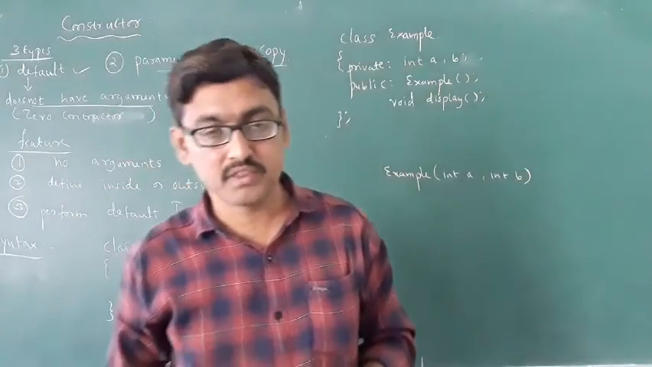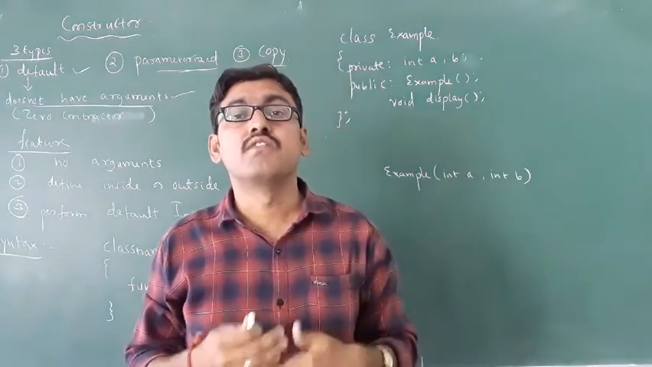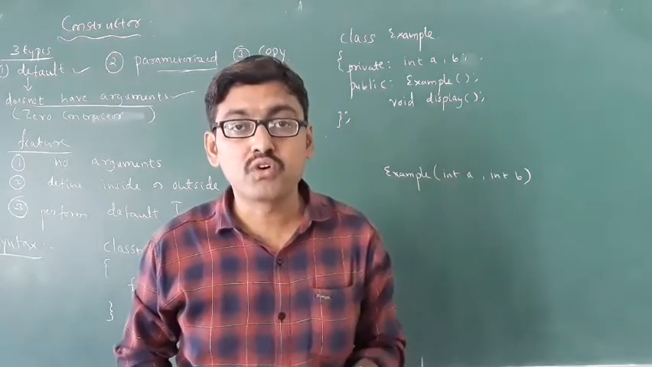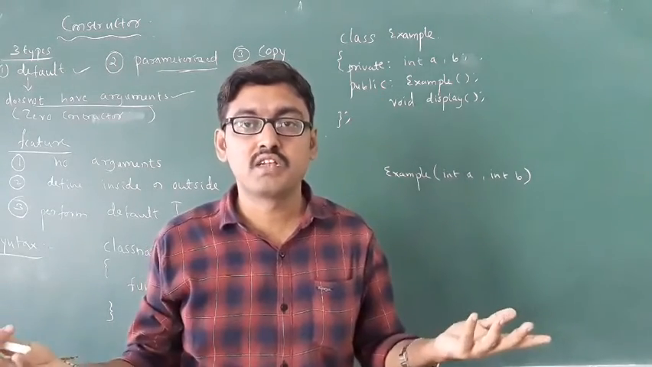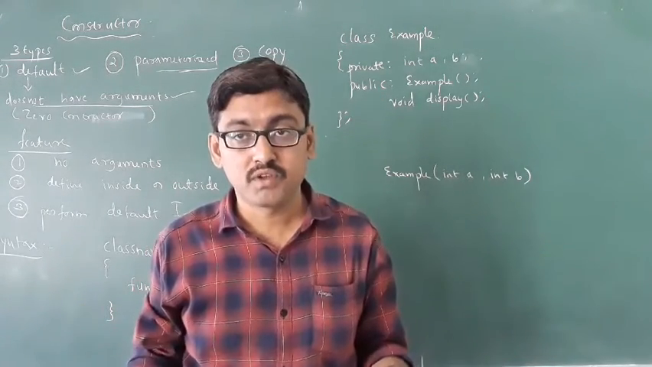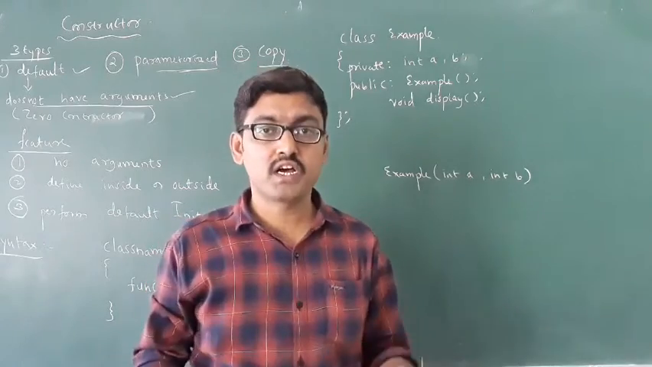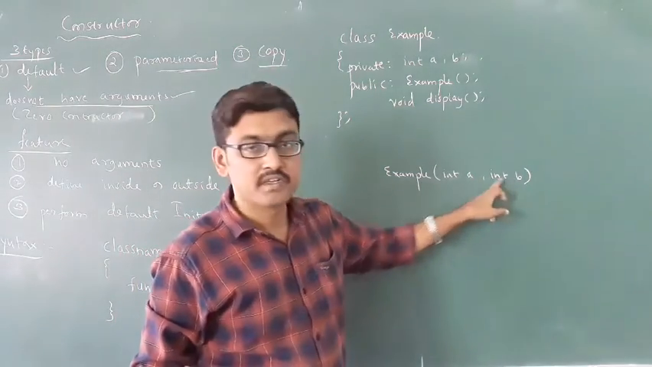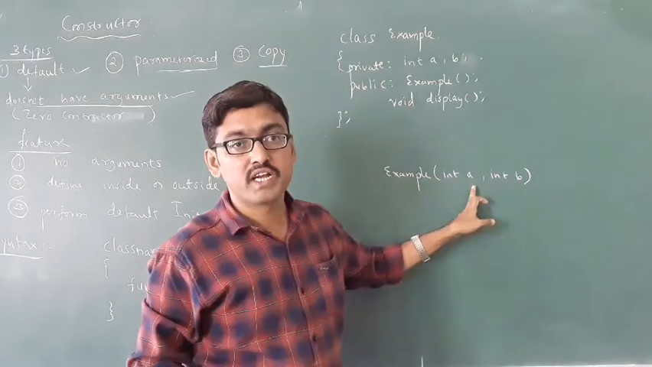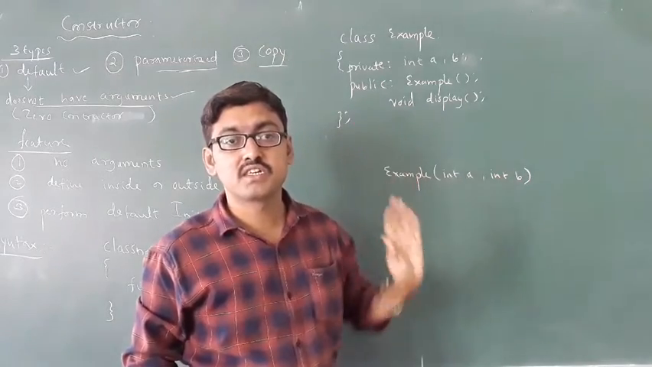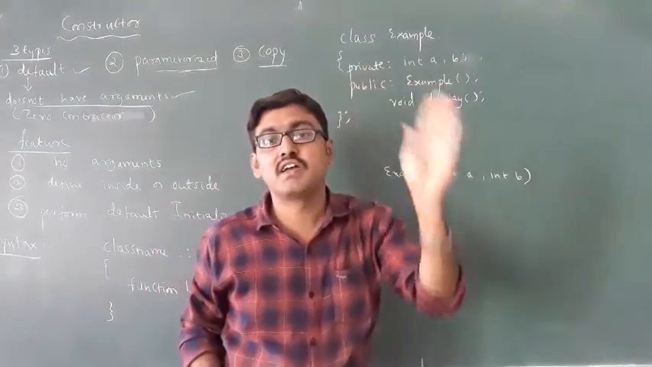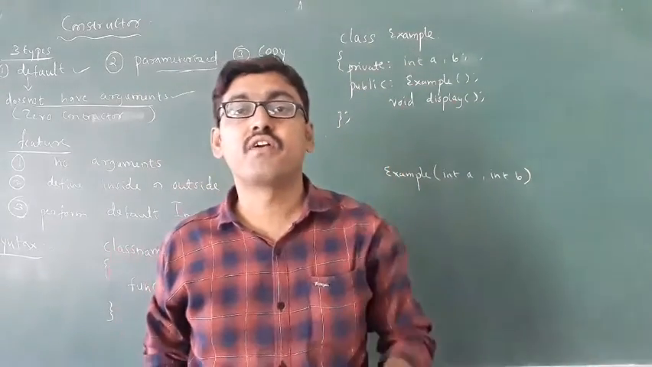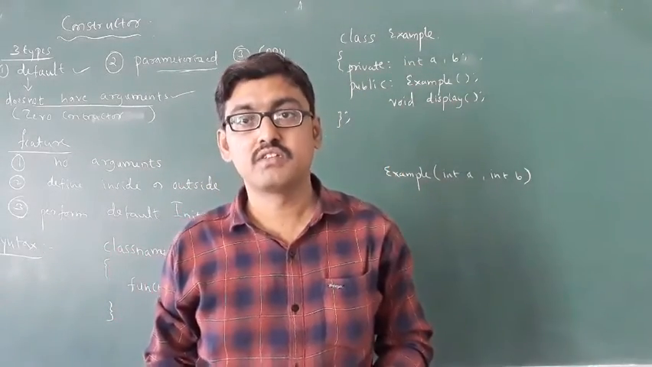That type of constructor is called a default constructor. It is also called a zero constructor because it does not have any arguments. How to write arguments? These are nothing but arguments. In a constructor, if you write arguments, that is a parameterized constructor. If you do not write any arguments, that is a default constructor. This you have to remember.